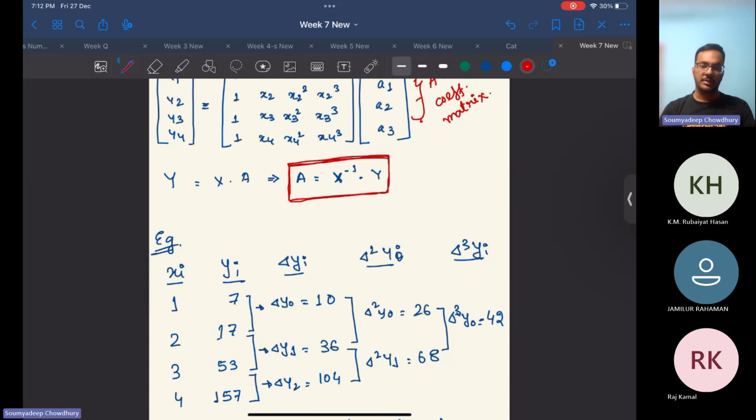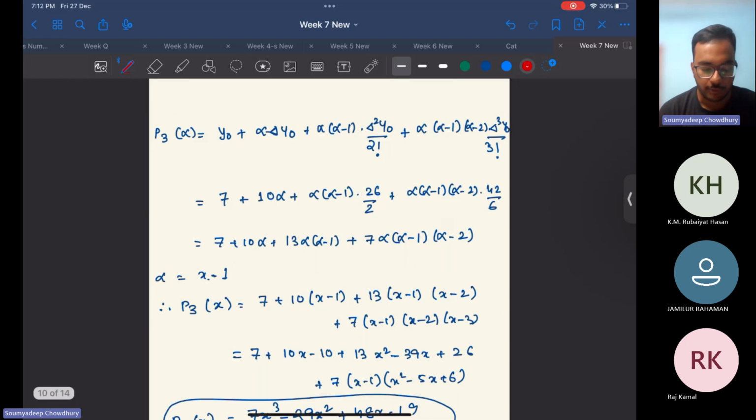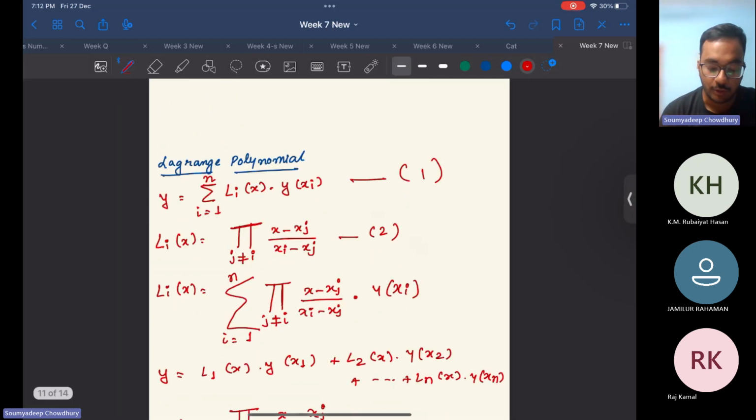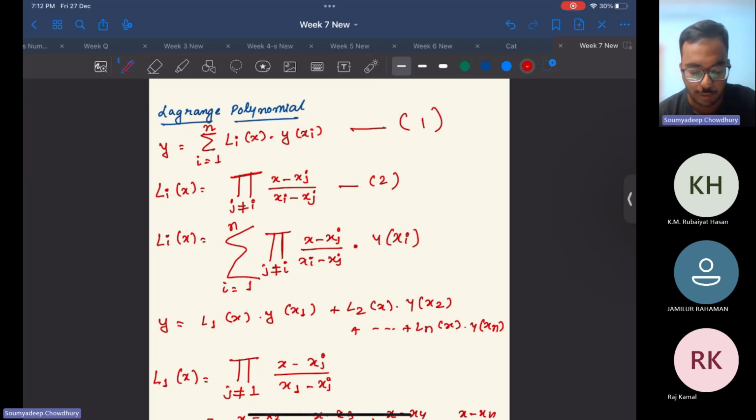This is what we had discussed in the last class only. Then we had solved some examples and we found out what the interpolating polynomials are. And then we talked about another interpolating polynomial, which is the Lagrange polynomial. Similar to Newton's interpolating formula, there is another approach for finding an interpolating polynomial.